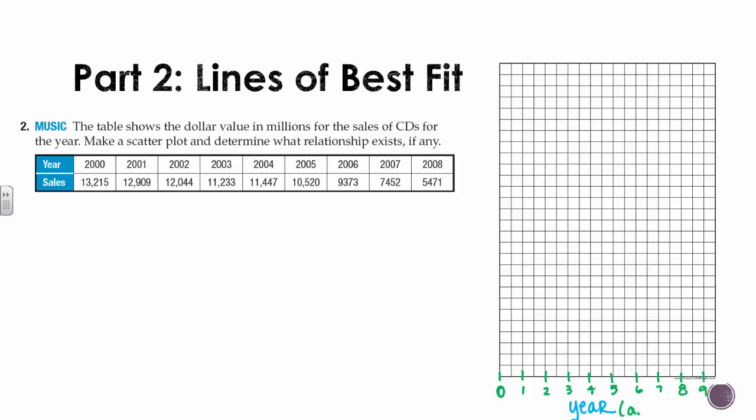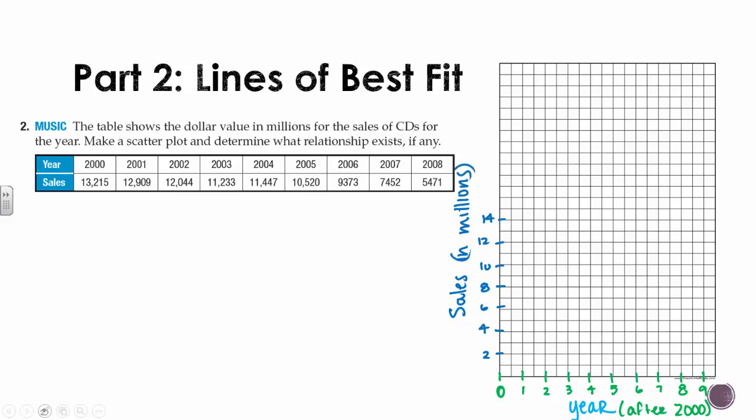So we'll say after 2000. And then it's CD sales in millions. As I'm looking at this, it goes from 13,000 down to 5,000. So we could count by ones all the way up here. So 2, 4, 6, 8, 10, 12, 14, and this definitely fits on here. We could probably even jump one, but it's okay. And then remember, this is sales in millions.